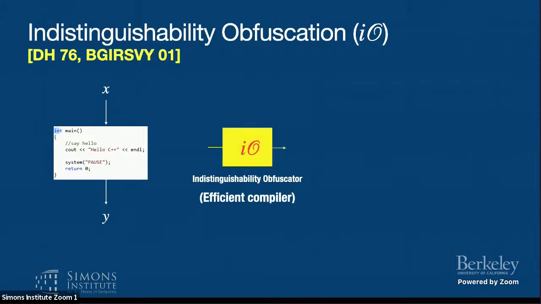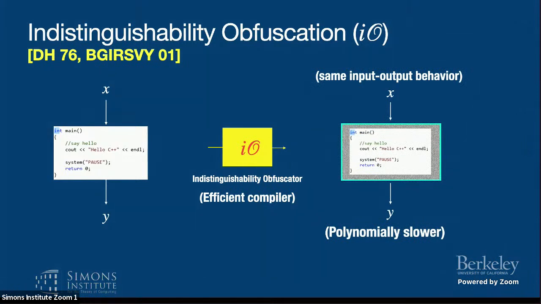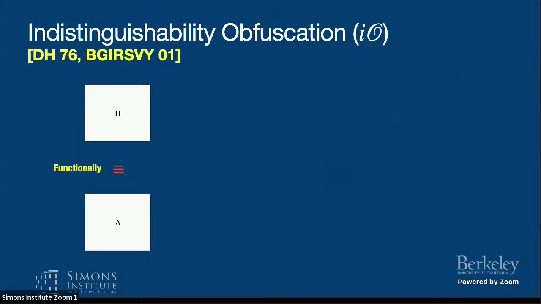What you're asking for is a compiler, which I'm going to denote by IO. It's a polynomial time compiler. It outputs another program, think of it as a circuit again. This resulting circuit should have the same input-output behavior, meaning that this compiler shouldn't change the functionality. It could be at most polynomially slower. What we are really looking for in this resulting circuit is some kind of unintelligibility guarantee about the implementation details of the initial program. And the way IO captures it is by asking that this compiler enable hiding implementation differences. So how do you formalize that?